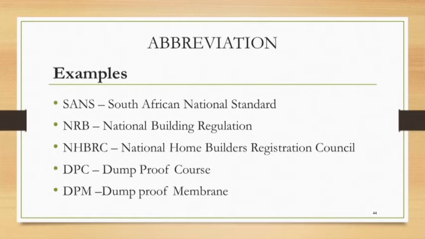Then you have got some abbreviations that you have to go and look at. Number 1 is the SANS, which is the South African National Standard. You have got your NBR, which we have already discussed. You have got your NHBRC, your DPC, and the DPM. So those are the normal abbreviations that you are going to find when you get into the exam.